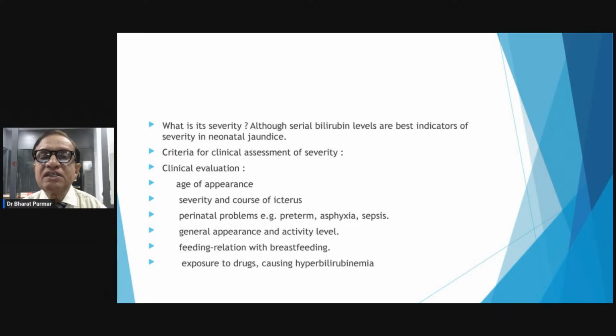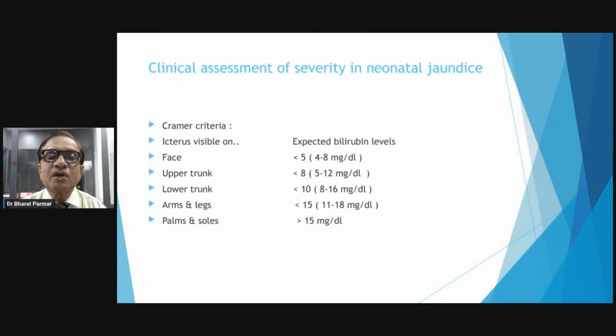What is the severity? Although serial bilirubin levels are the best indicator of severity in neonatal jaundice, there are criteria for clinical assessment of severity. By clinical evaluation: the age of appearance, severity and course of icterus, perinatal problems such as prematurity, asphyxia and septicemia, general appearance and activity of the newborn, feeding related problems such as breastfeeding, and exposure to drugs that cause hyperbilirubinemia. For clinical assessment of severity, there is Kramer's criteria. When bilirubin is 5, jaundice appears on the face. At 10, it appears on the upper and lower trunk, and in the palms and soles, it is 15.